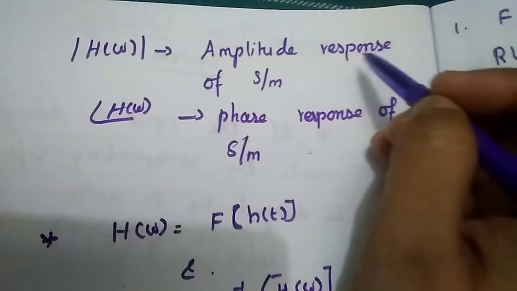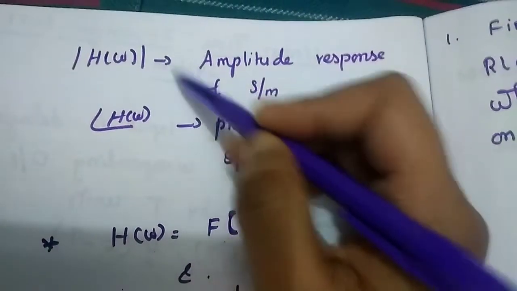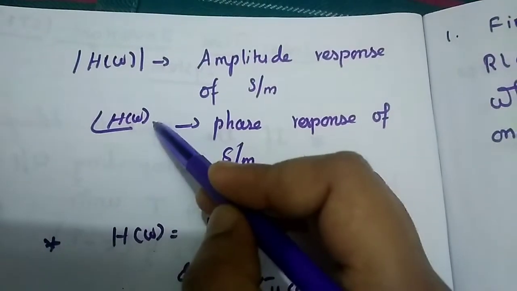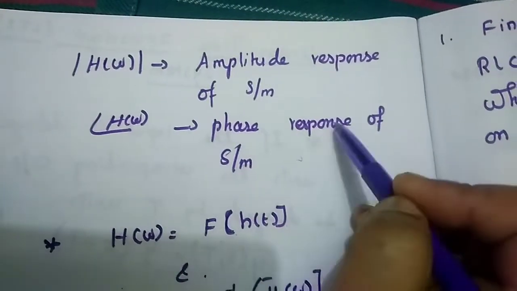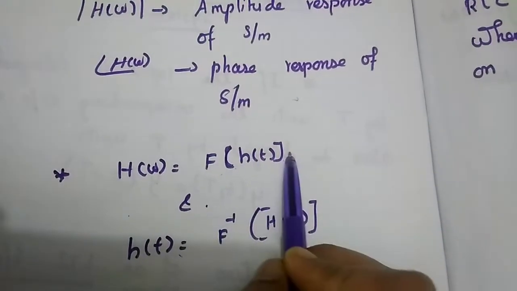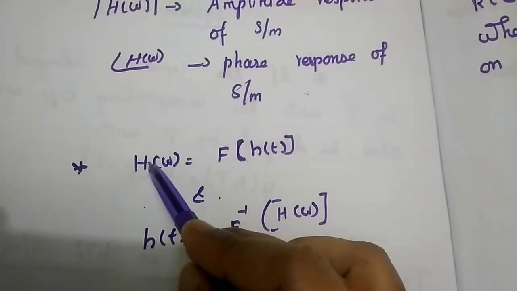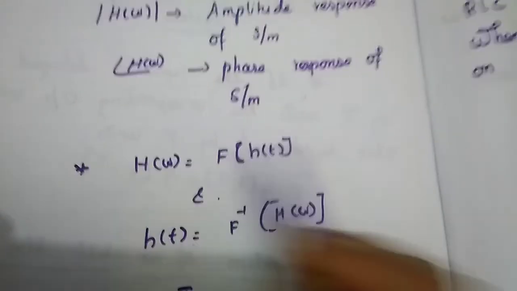Also, the magnitude response of the system can be obtained by taking the magnitude of this H(ω), and the angle of this H(ω) will provide the phase response of the system. And this H(ω) can be obtained by taking the Fourier transform of h(t), and also this h(t) can be obtained by taking the inverse Fourier transform of H(ω).